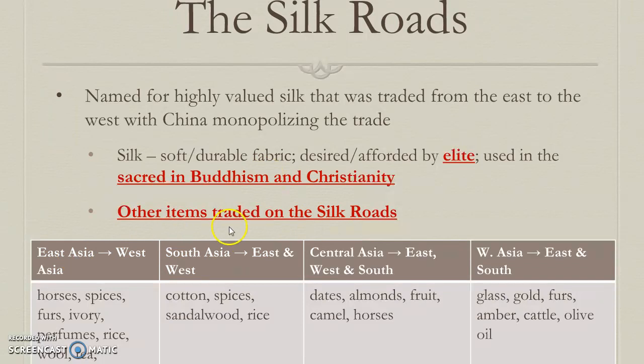There were some other items that were also traded. You should be familiar with the directional trade that took place on the Silk Road and what were the items traded. Some really important ones that you're going to keep seeing: camel, horses, spices, rice, cotton, gold. Those are some of the very important products, but so was amber and olive oil and glass, sandalwood. Okay, so just be familiar with this.